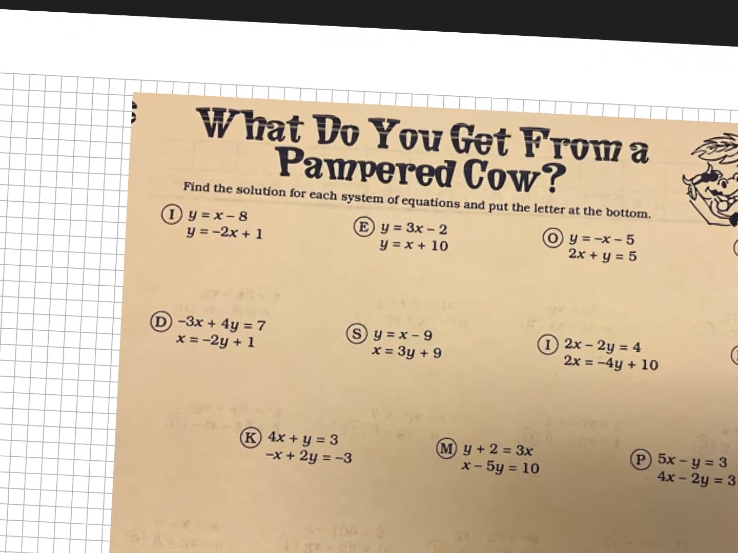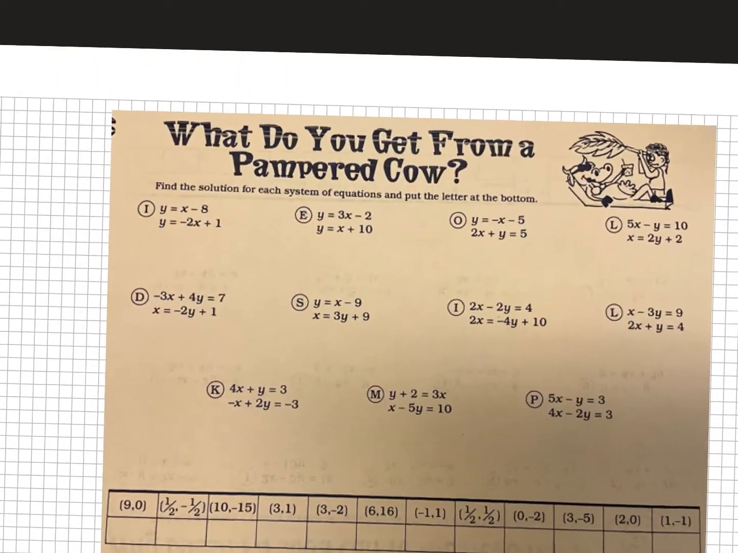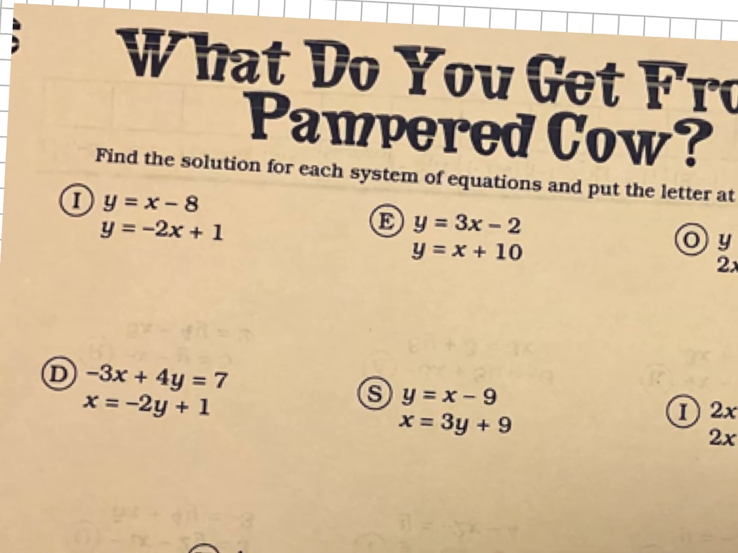Okay, guys. I'll do every problem on the page. I think it was page 40, right? Yeah. Okay. This one we did in class.